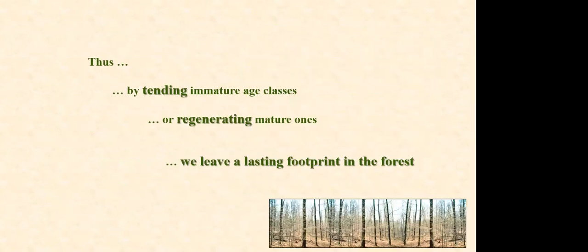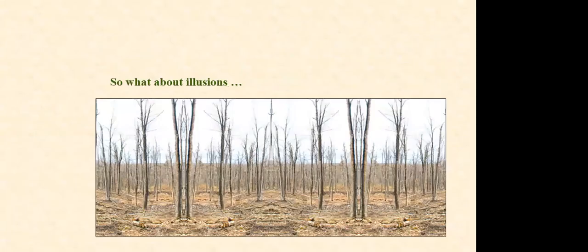So, silviculture, we tend in mature age classes, or we regenerate mature land. Those two things. And we leave a lasting footprint in the forest, a footprint that will persist for decades into the years ahead. So let's get it right each time. Let's make sure that the footprint we leave has promise for the future, as well as satisfies the interests of the landowner in the present. Well, what about illusions?